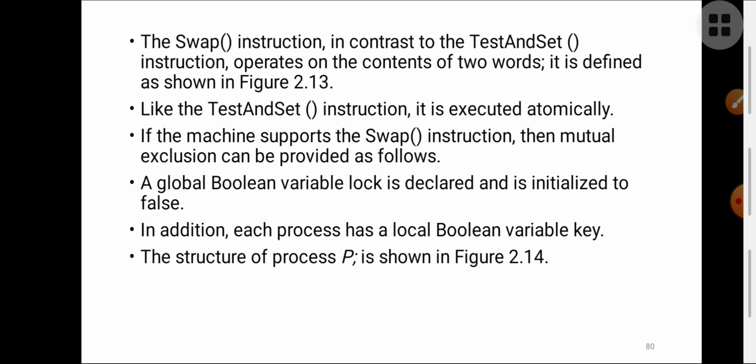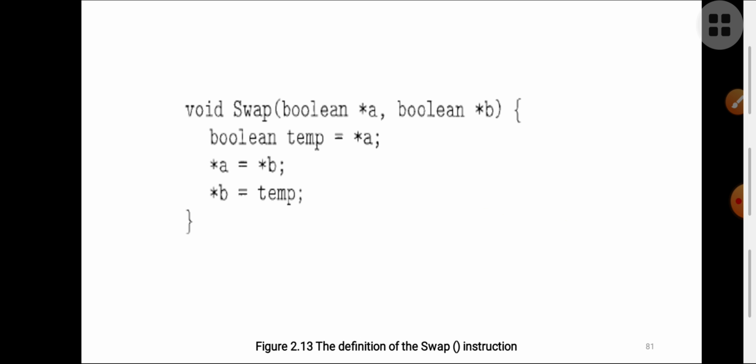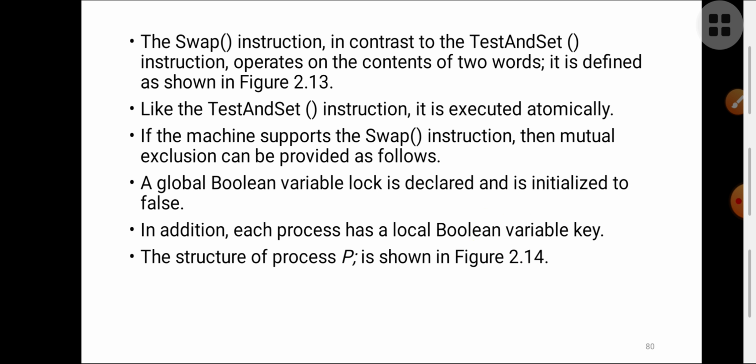The swap instruction, in contrast to the test and set instruction, operates on the contents of two words. It is defined as shown in this figure. Swap takes boolean pointer A and boolean pointer B. Boolean temp is equal to pointer A, pointer A is equal to pointer B, pointer B is equal to temp. So these are three steps for swapping. Like the test and set instruction, it is executed atomically, which means uninterruptible.